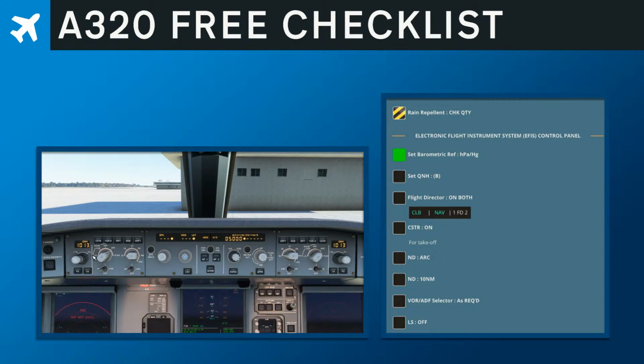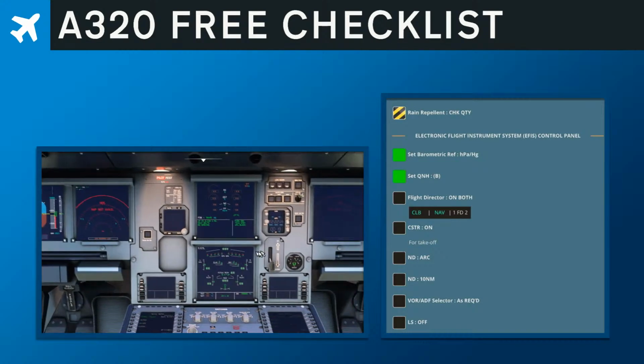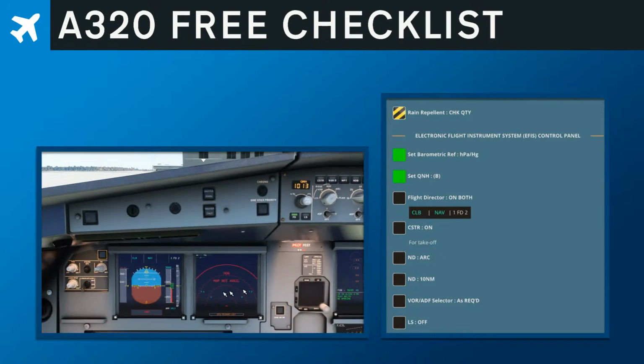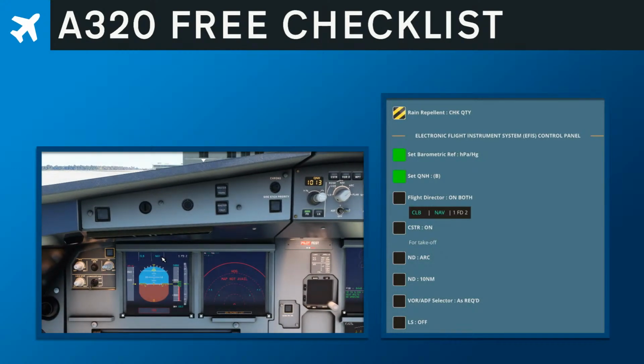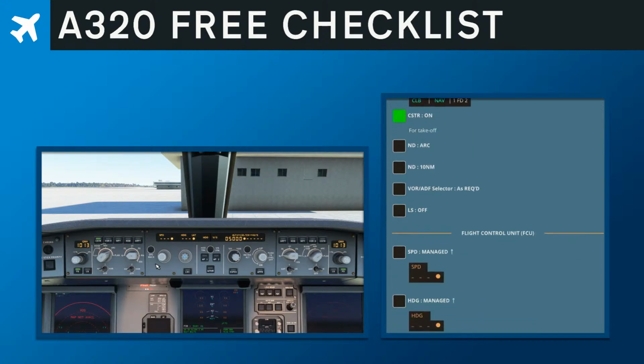QNH by pressing B on the keyboard, and we can check the flight director to make sure that we have flight directors on both. Sorry, we need to switch on is the next one. So switched on flight directors on both, and then we can check that we have climb and nav and 1FD2. So that means that both the flight directors are on. So that's check. And the next thing, which is really important that we need to do, is make sure we've got constraints on, and that means that when we're flying out on departure, if there's any height constraints and that kind of thing, we will actually see them.